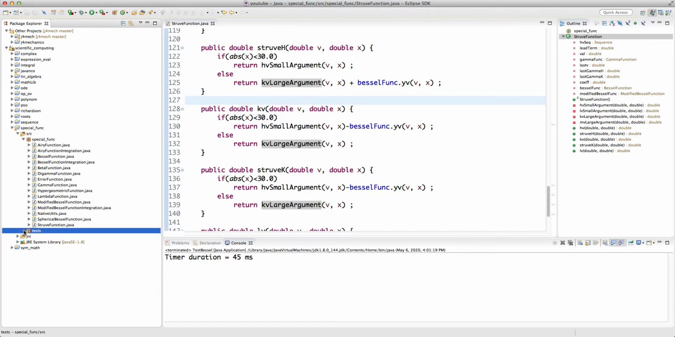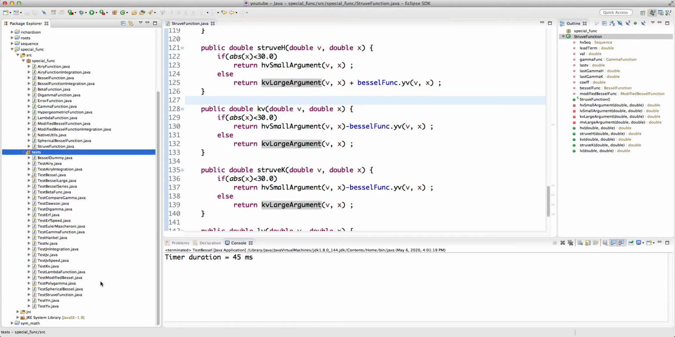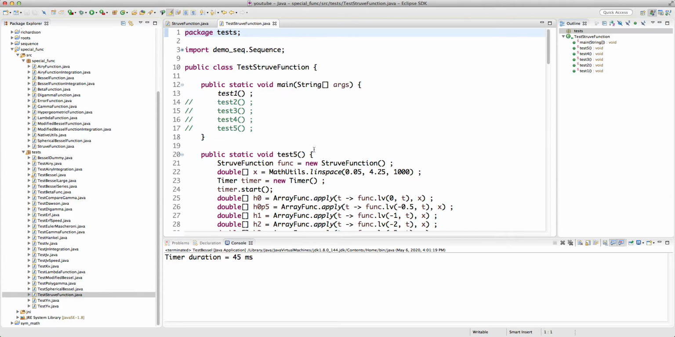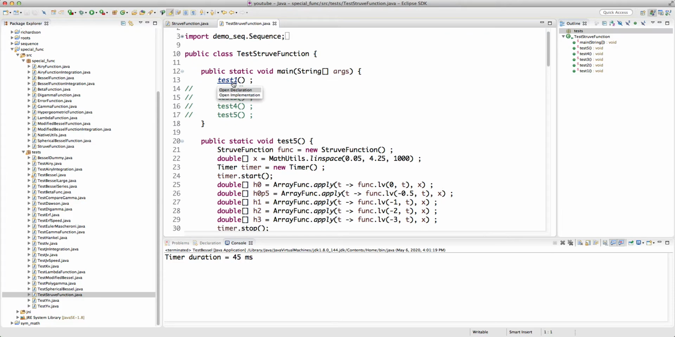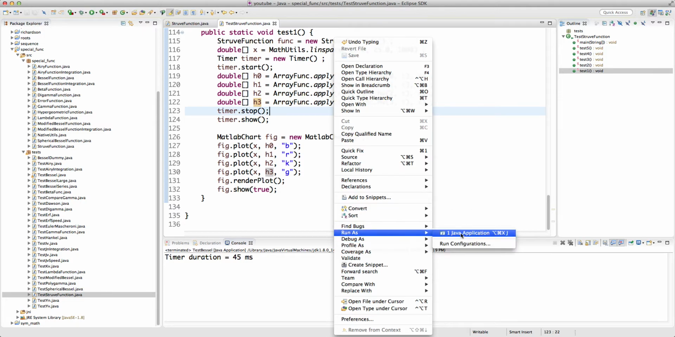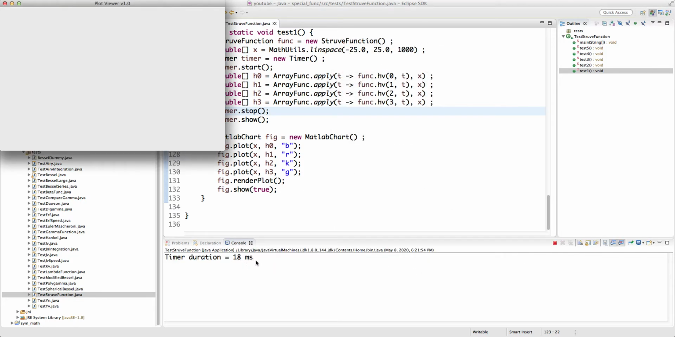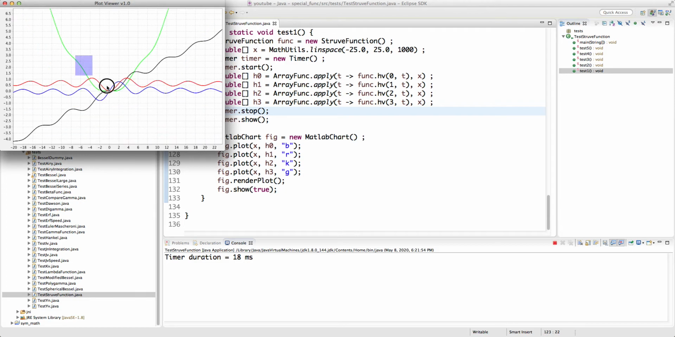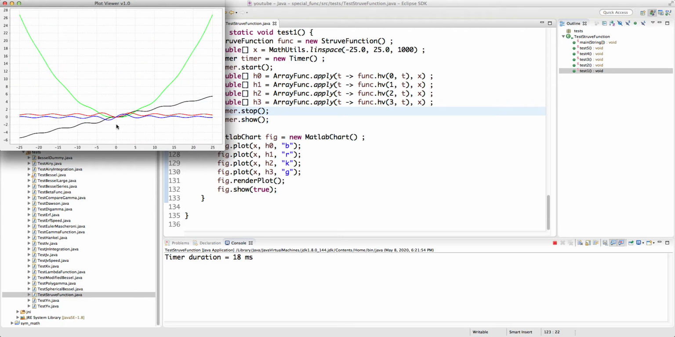All right. So in the test package, I created a test class, test Struve function. In test 1, let's go from minus 25 to 25, 1000 points. I'm calculating H0, H1, H2, H3, and then creating a timer and then plotting them. So let's run this. 18 milliseconds is very fast, and you already see the oscillatory behavior. Of course, it's not like Bessel functions.